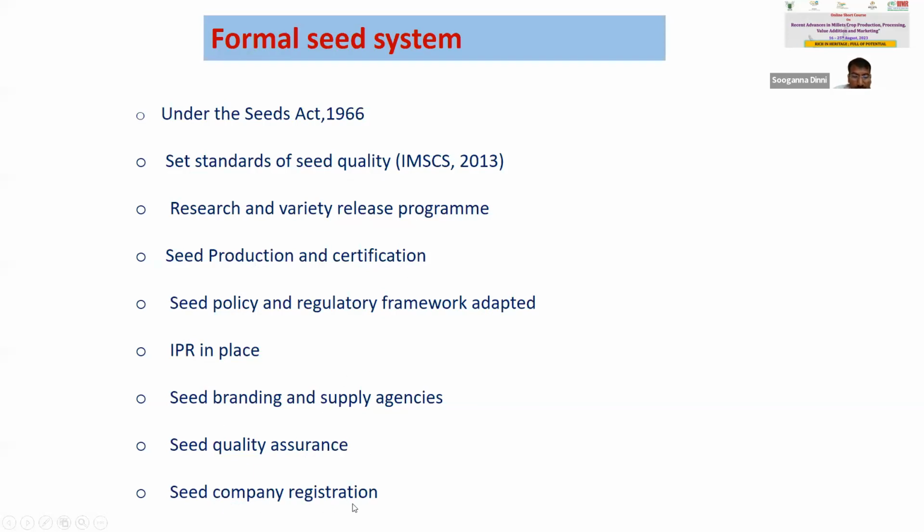Every seed company should be registered, and the seed dealers, those who want to sell the seed, should register under the Seed Control Order 1983. The seed dealer should get the license. It is valid for 3 years. These are missing in the informal seed system. So the quality is ensured in the formal seed system.